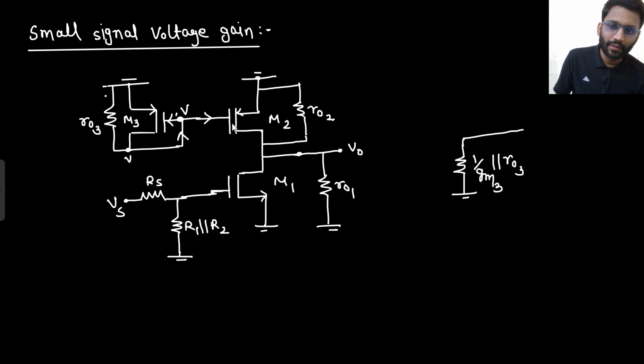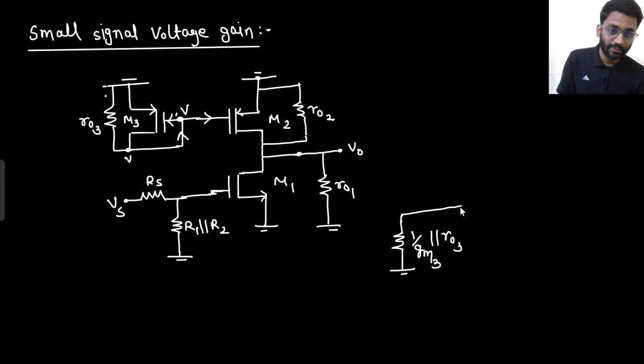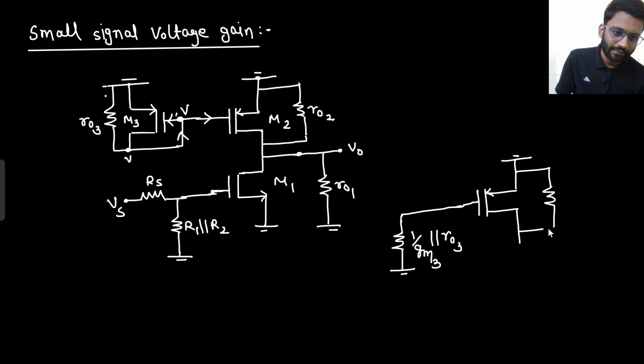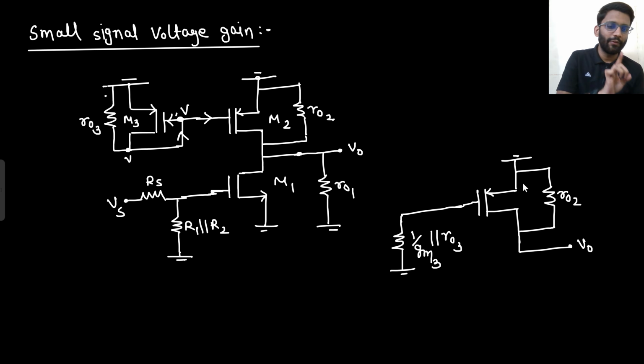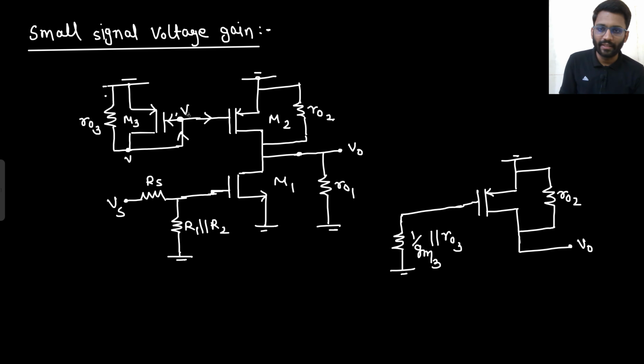Now, this is the circuit. 1 by GM parallel with R0 3. Now, this potential is being fed here. You are checking from the point of view of V0, because your final target is from V0 to ground, what do you see? This is your final target. Now, this much of circuitry is replaced with a single resistance, that is 1 by GM3 parallel with R0 3.